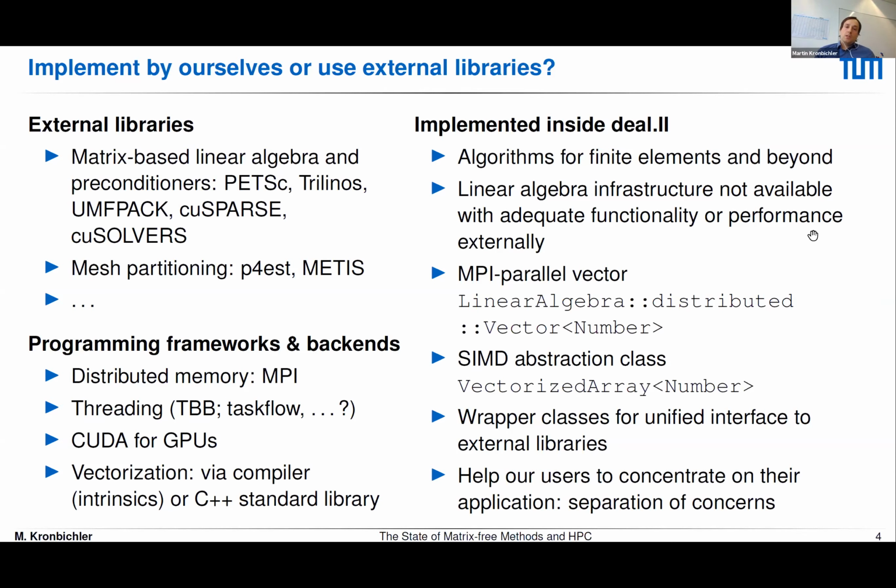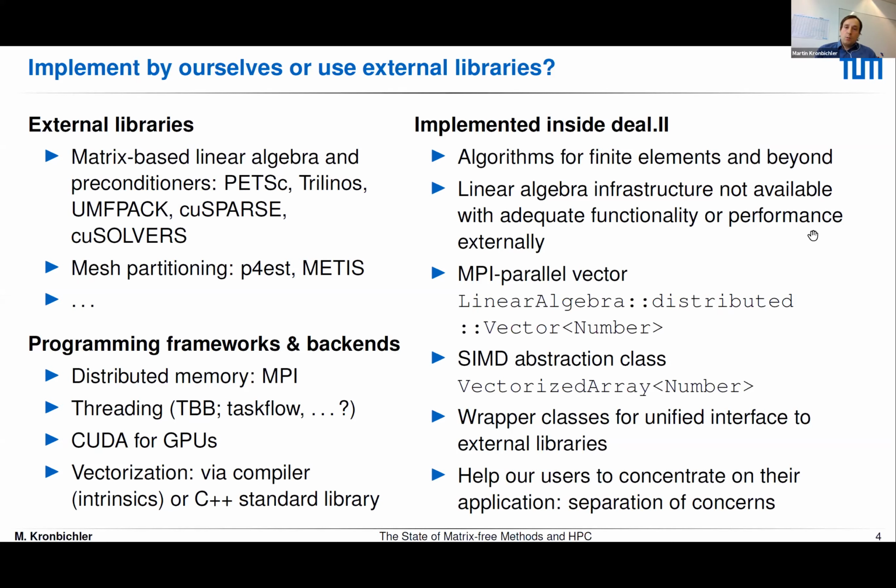And of course, specialists does not mean that we don't do certain things. For example, we have implemented our own linear algebra infrastructure in deal.II because sometimes the functionality we get from external packages is not adequate, in terms of functionality, not in terms of performance, depending on what we need. So we have specialized MPI parallel vectors, which are used under the hood for the results I'll show you later. We have SIMD instructions, and we have some GPU related stuff. So we really want to focus on several things here. So that's the main part.